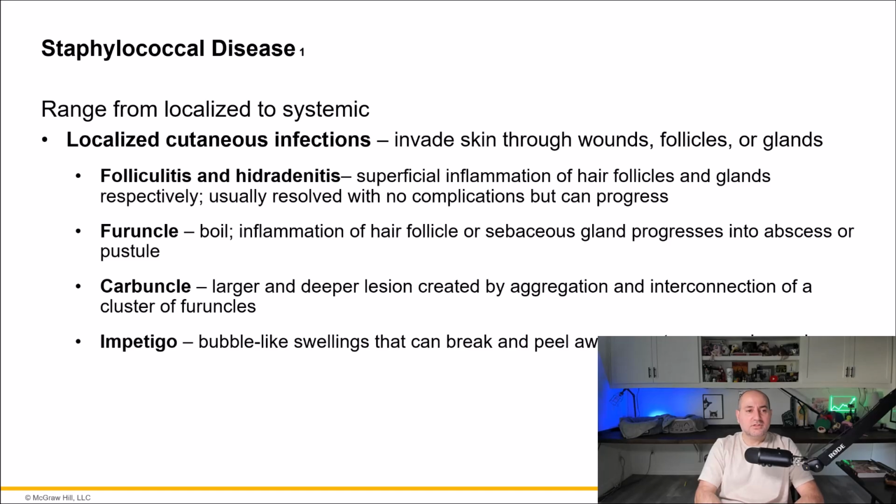You could also have furuncles. Furuncles are boils. This is inflammation of a hair follicle or sebaceous gland, which can progress into an abscess or a pustule. You could also have carbuncles. Carbuncles are larger and deeper lesions created by aggregation and interconnection of a cluster of furuncles. And you could also have impetigo. Impetigo are bubble-like swellings that can break and peel away, and they're most common in newborns. And again, all of these are examples of localized cutaneous infections due to staph.